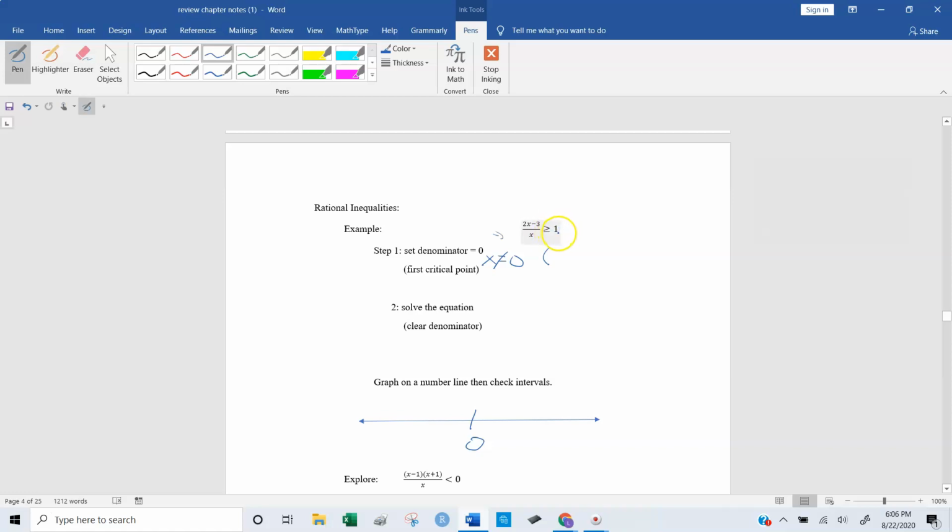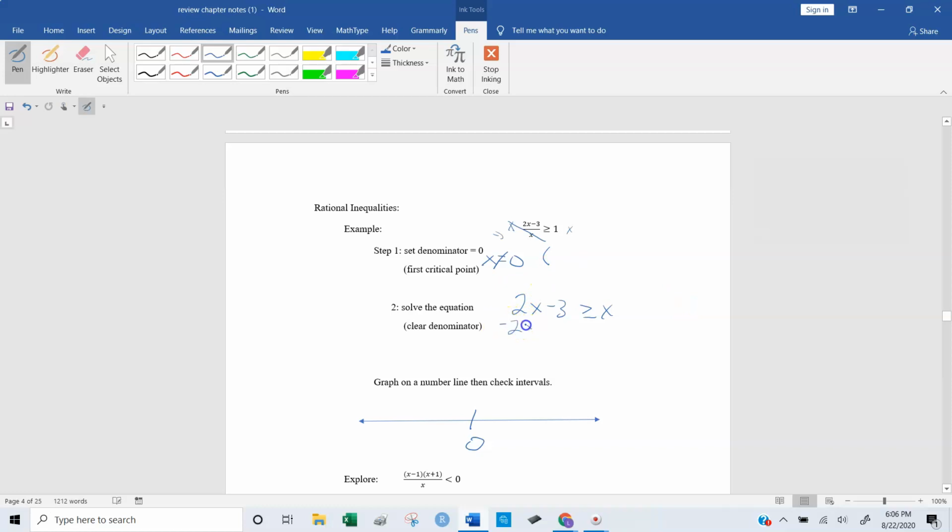Now we got to solve this. So to solve a rational thing, you just multiply by the denominator. So to get rid of this x here, I'm going to multiply both sides by x. So this guy cancels. So now we have 2x minus 3 is greater than or equal to x. All right, I need to solve this, so I need to get the x's alone. I could subtract the 2x, but that gives me a negative. Well, we might do that anyway, just to remember how to do it.